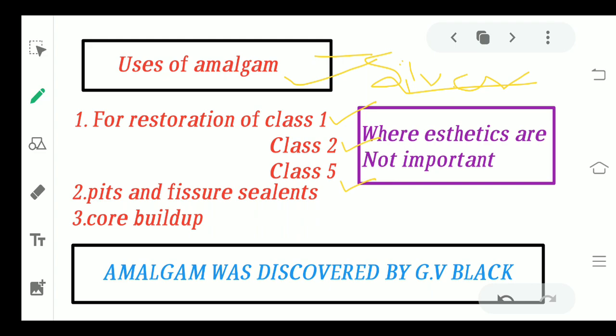Fine. So aesthetics is a very important point of view, and so it is usually used in areas like posterior teeth, the buccal surface or the lingual surface of the posterior teeth, which are not that easily visible. Now it can also be used as a pits and fissure sealant and in core build-up. And you can definitely get this as a viva question, that who gave the terminology dental amalgam. Now this is a viva question and you have to remember the name. It was Dr. G.V. Black who gave amalgam.